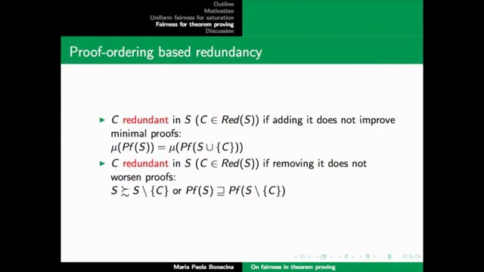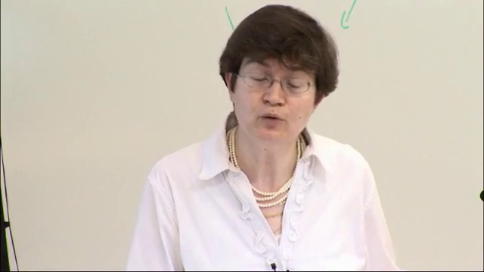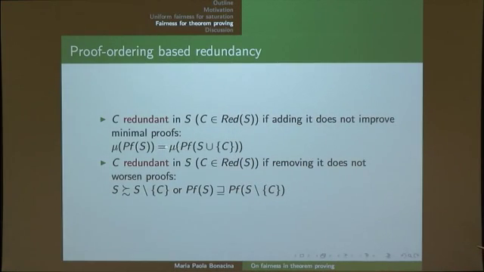But now, let's go to see how redundancy changes if we use proof orderings rather than formula ordering as before. We can say that a clause is redundant if adding it to the set does not improve any of the minimal proofs. So the set of minimal proofs that we have in the presentation S is the same as the set of minimal proofs that we have in the presentation with C added, because C is redundant, it doesn't help. Or dually, we can say C is redundant if removing it does not worsen proofs. So if we have S and we remove C from S, S minus C is simpler, because its proofs are better, because C is irrelevant for the minimal proofs, for the good proofs.